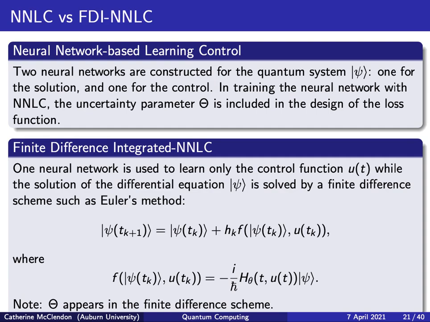For the FDI-NNLC approach, only one neural network is used to learn the control function, u(t), while the solution of the differential equation phi is solved by a finite difference scheme such as Euler's method, seen on the screen. And note that theta appears in the finite difference scheme here, while above theta was included in the design of the loss function in the NNLC approach.